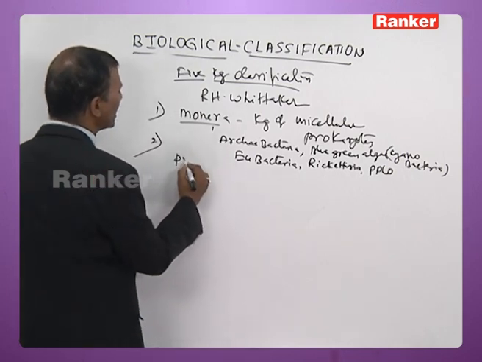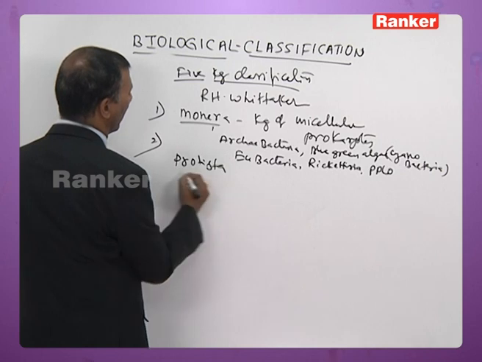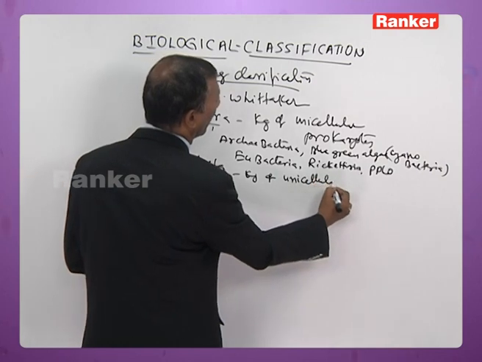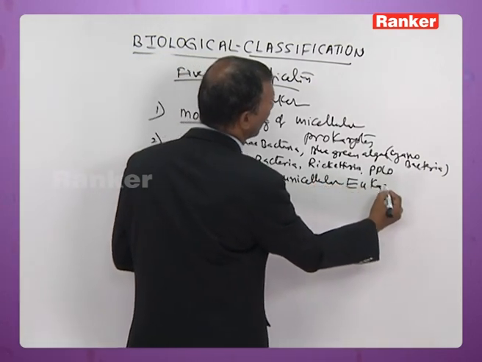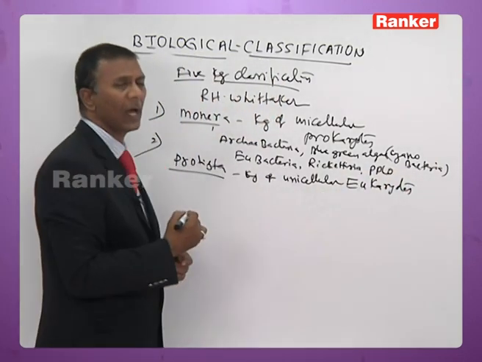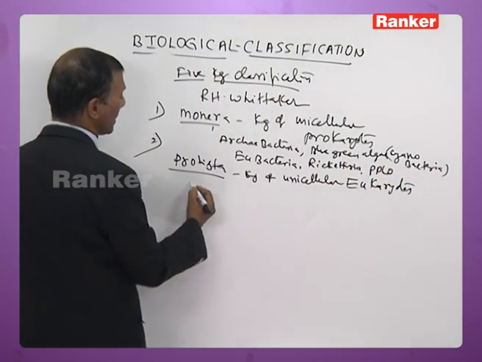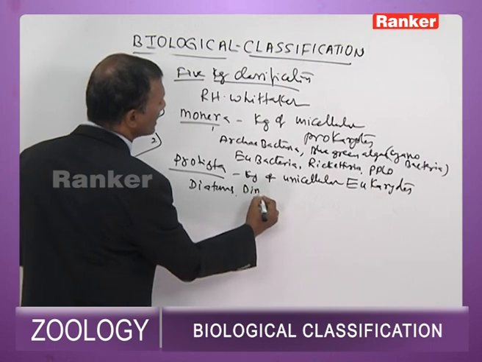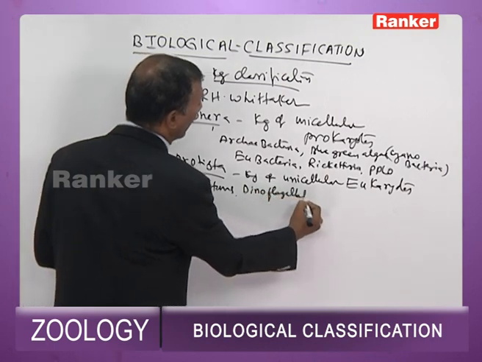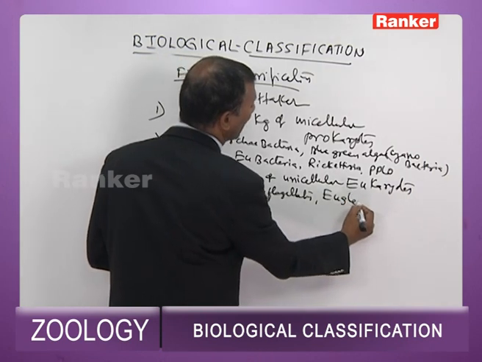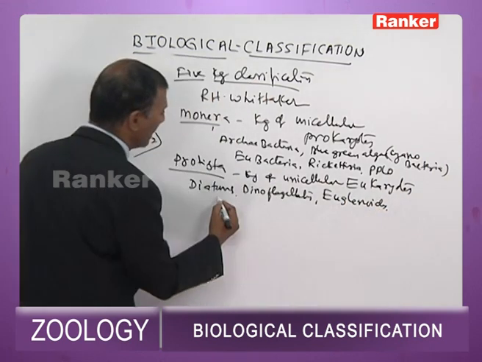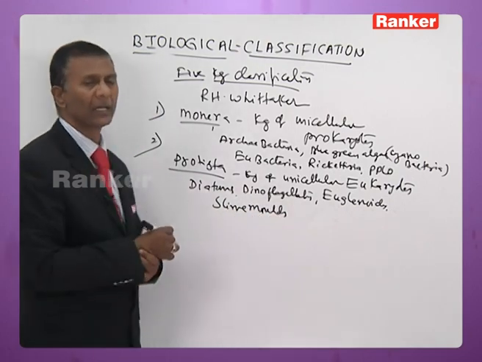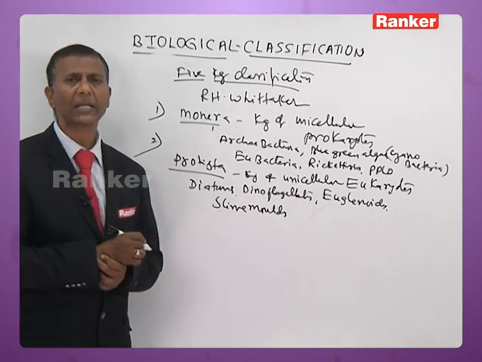Then you have the second one, Protista. Protista is called the kingdom of unicellular eukaryotes. It is the kingdom of unicellular eukaryotes, and it includes diatoms, dinoflagellates, euglenoids and slime molds. It includes diatoms, dinoflagellates, euglenoids and slime molds.